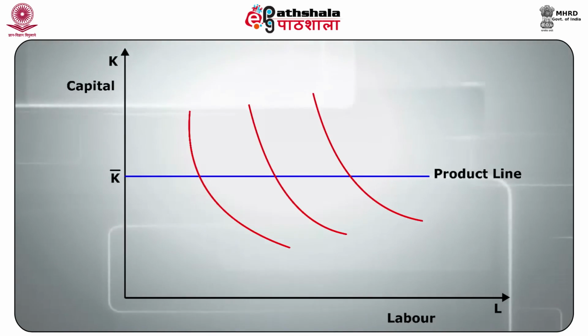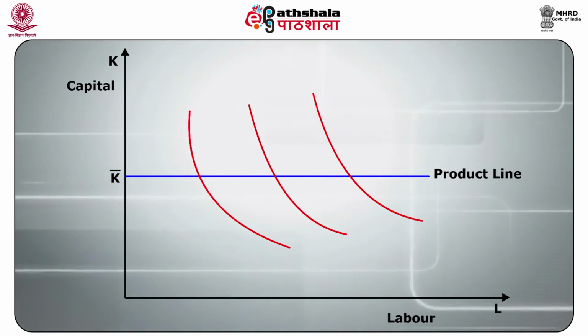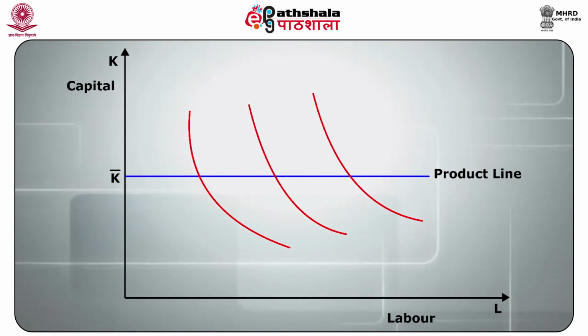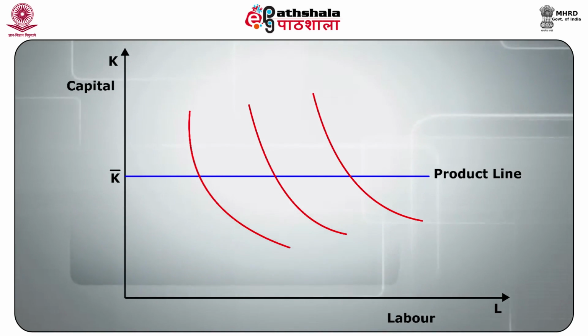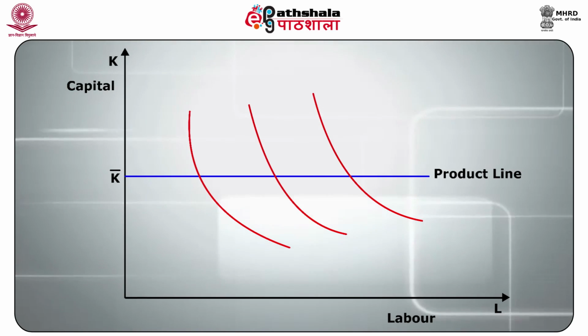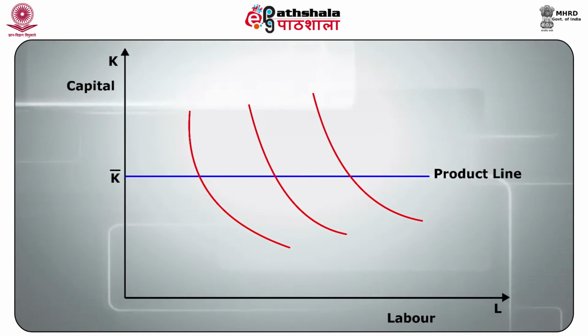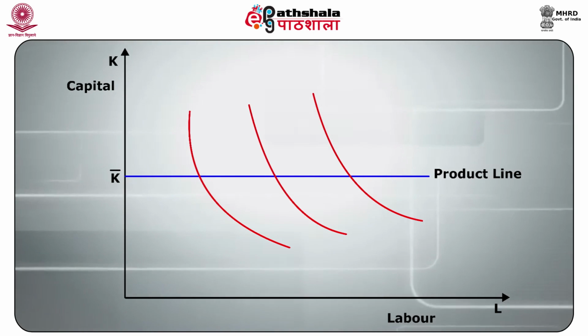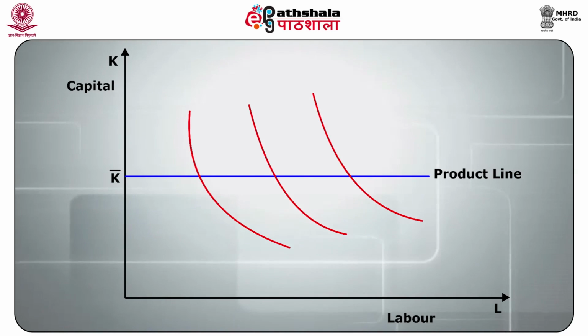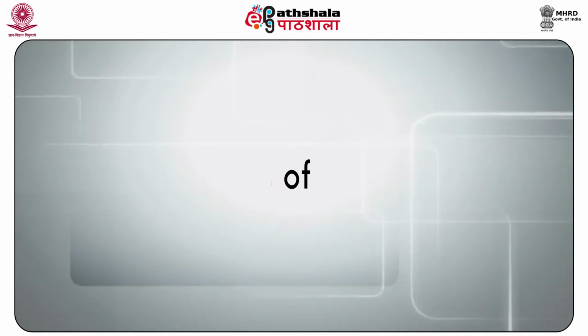Next, isoquant map. A number of isoquants depicting different levels of output are known as an isoquant map. The figure shows an isoquant map where isoquant IQ1 depicts the lowest level of output of 20 units, while isoquants IQ2 and IQ3 depict higher levels of output of 30 units and 40 units respectively. A higher isoquant represents a higher level of output than the lower one.